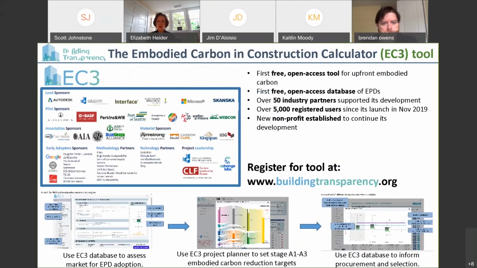The EC3 enjoys a great group of sponsors, as Kate mentioned earlier, and a new nonprofit, Building Transparency, which was established to continue the EC3's development. Now, at Skanska, we've already seen the incredible potential to reduce embodied carbon by using the EC3 tool on a major project in the Pacific Northwest. Just by requesting EPDs from our local concrete suppliers, we were able to reduce the CO2 in concrete on that job by about 30% at no additional cost.